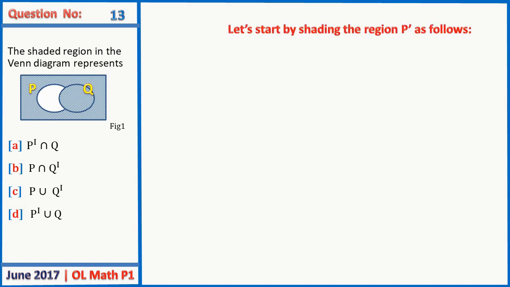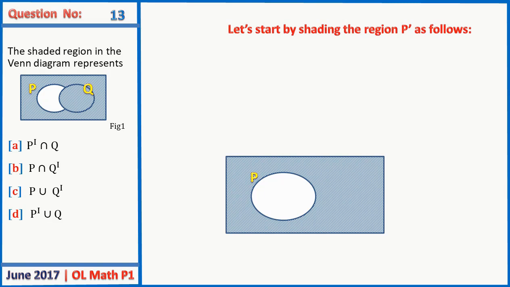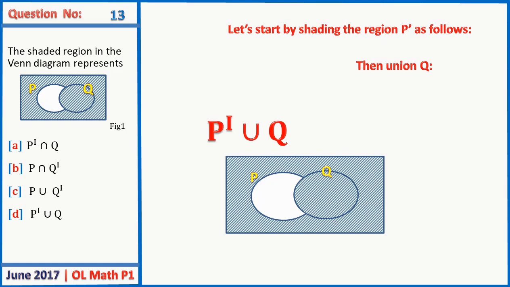Question 13. The shaded region in the Venn diagram represents... Let us start by shading the region P prime, that is outside P. That is the shaded region. Now let us add the union of Q. So that's what it gives us. So this region is interpreted as P prime union Q, and the key is D.